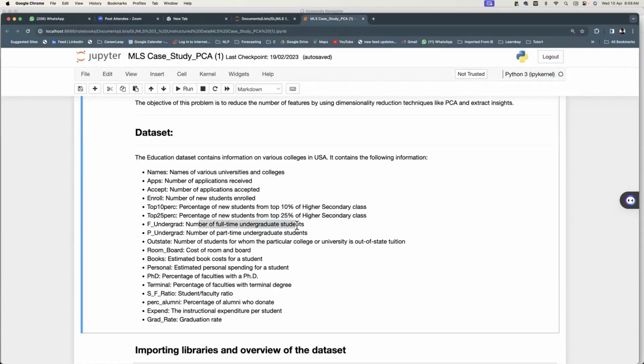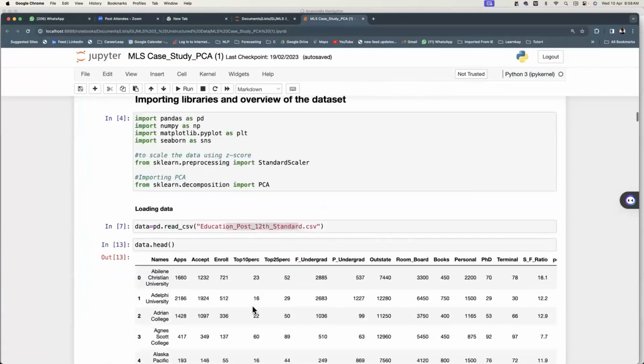Number of full-time undergraduate students, number of part-time undergraduate students, out-of-state. If somebody is from out of state, cost. This is also cost. This is also personal expenditure cost estimation. So you have all of these, and the percentage of alumni who donate. So you have information about students and universities.